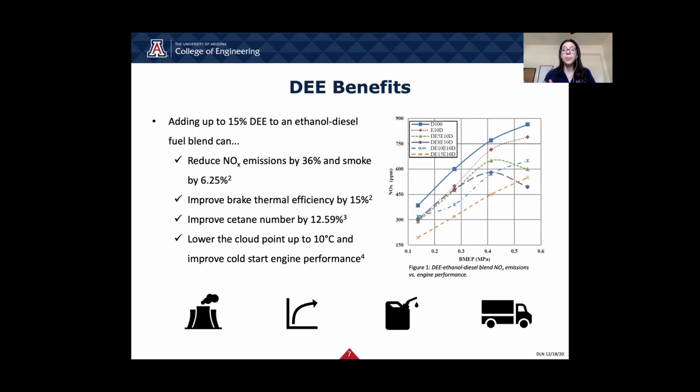Before we move on, here's a bit more info on the benefits of DEE and why we're producing it. A blend of up to 15% DEE can reduce nitrous oxide emissions by 36%, as seen on the right-hand side, and smoke can be reduced by 6.26%. Brake thermal efficiency, or a measure of how well an engine can convert heat to mechanical energy, is increased by 15%, while the cetane number, which is a measure of combustion speed, is increased by 12%. DEE can also lower the cloud point of a fuel, making it a great additive for cold start engines.